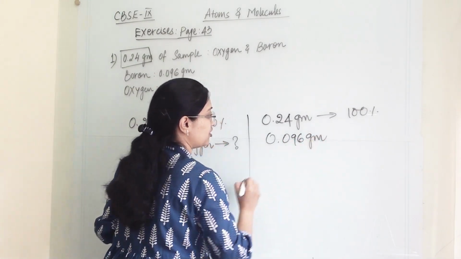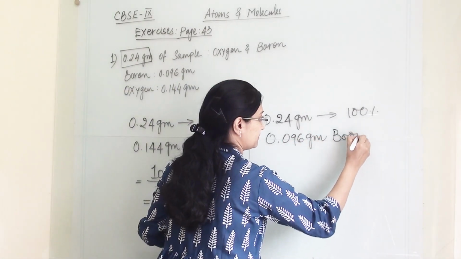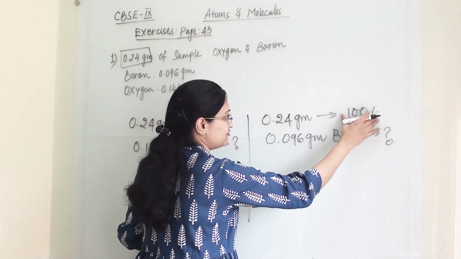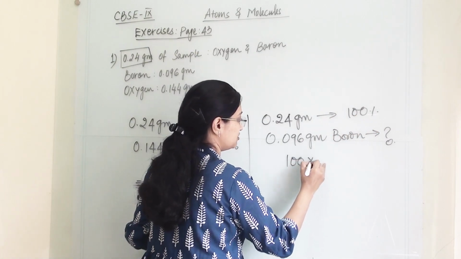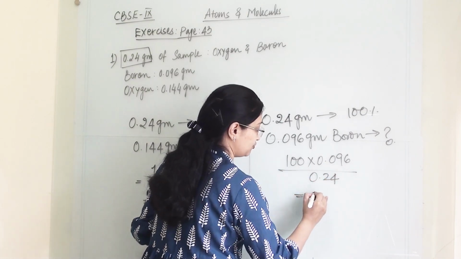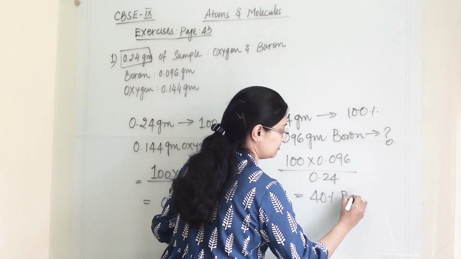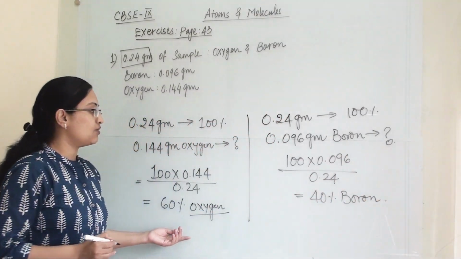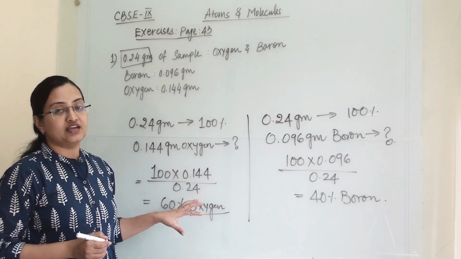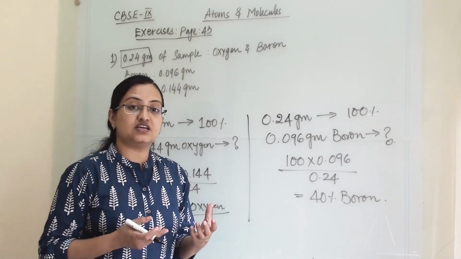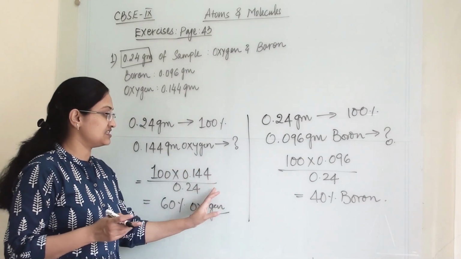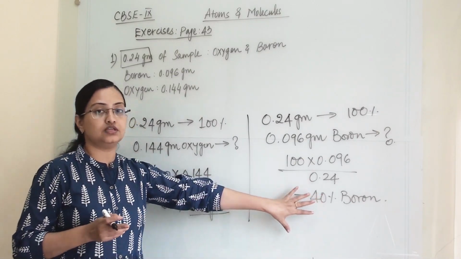0.096 gram is the weight of boron. So how much percentage of this compound will it be? So 100 into 0.096 divided by 0.24. So it is 40% boron. This is how we can find out the percentage composition for any particular molecule. In a molecule there are chances that there are 3 atoms or 4 atoms. So if there are 3 atoms, then similarly we have to calculate for all the 3 atoms.